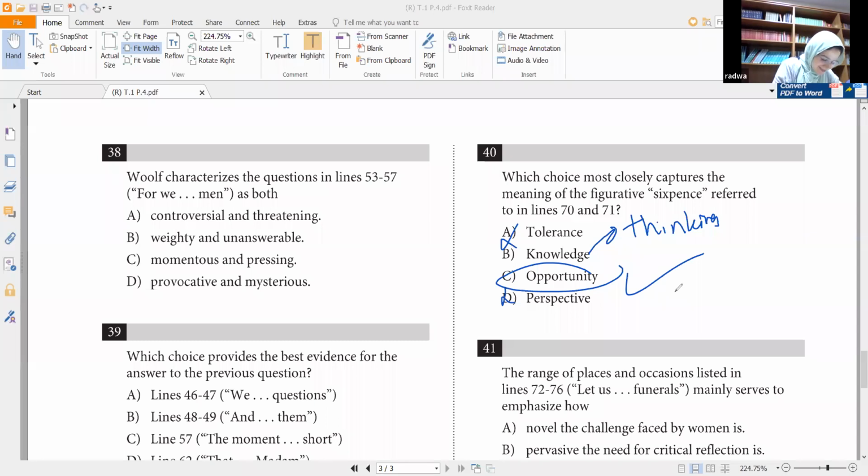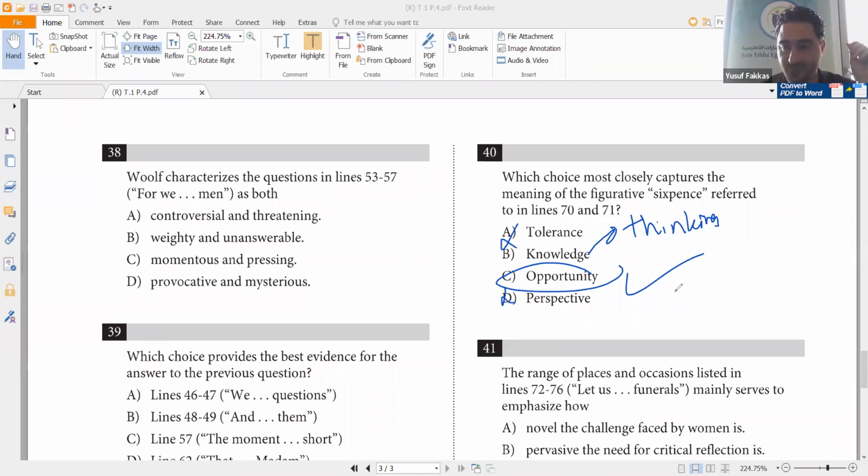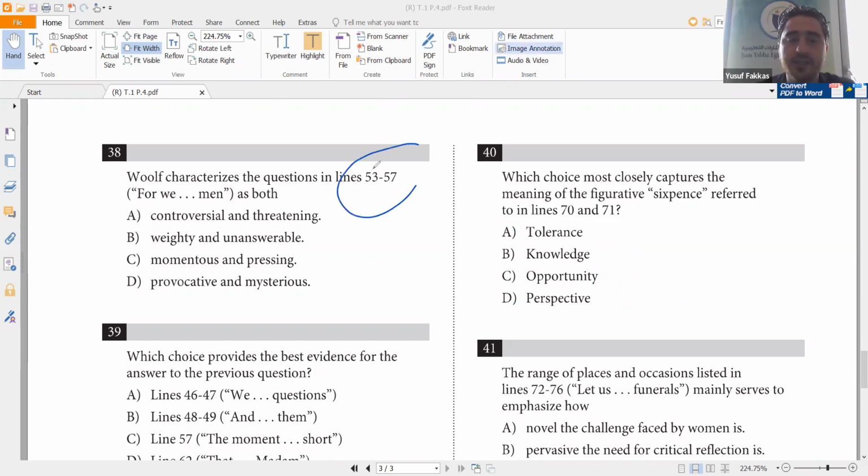Okay. I have a question. Yep. When do we know when to read before the lines that are stated? Whenever there are specific lines mentioned in the question itself, you have to go before. Like here, when they mentioned the questions in 53, 57, where did we get our answer from? Before, 48, 49. Here, 71 and 76. We went before. That's a general rule. Whenever you have specific lines mentioned in the question itself, you have to go before.